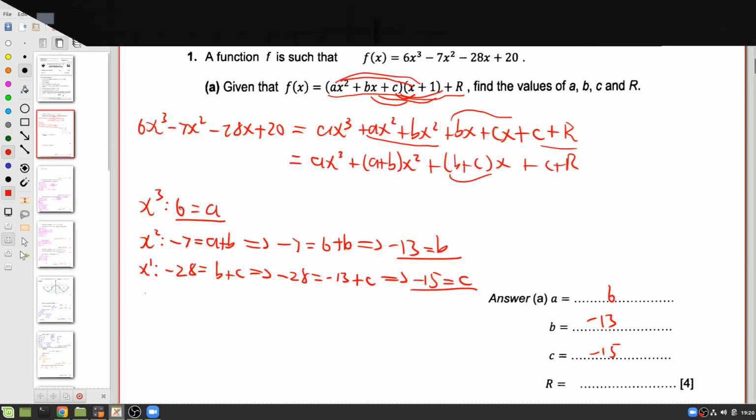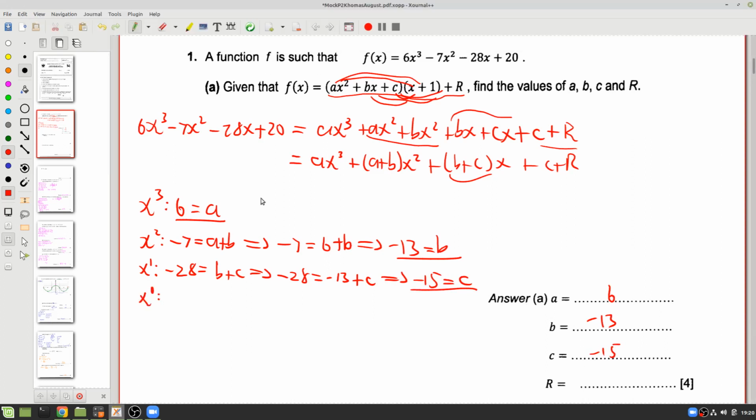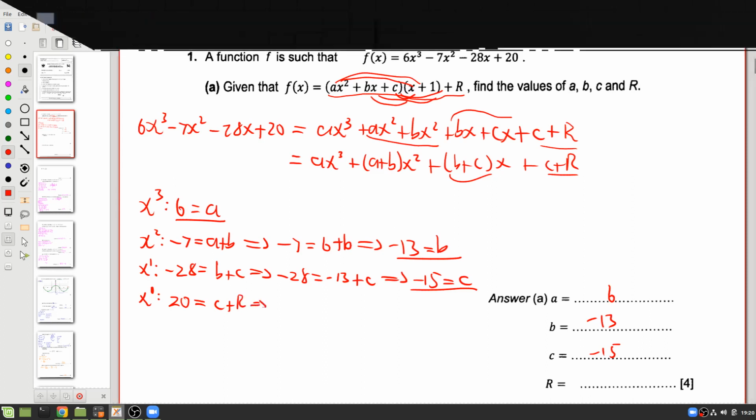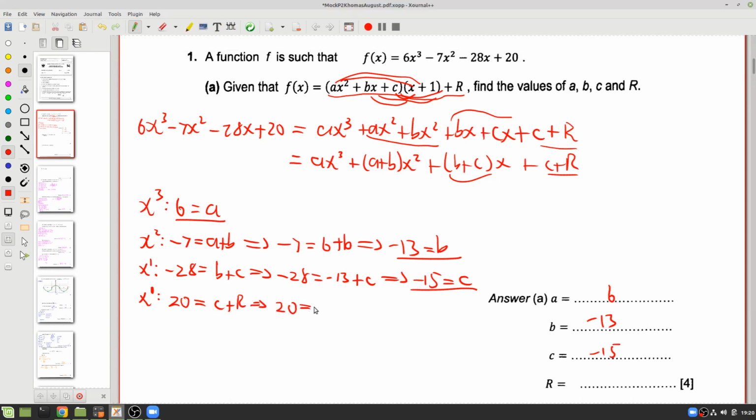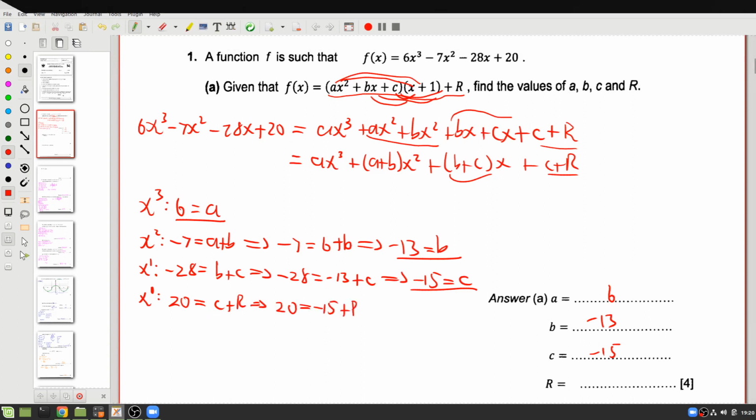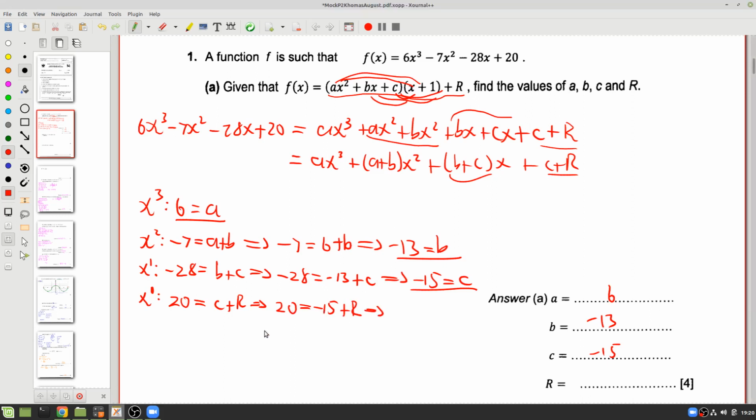And then finally we can do the constants, the x to the power 0 terms. So that would be a 20 on the left. And on the right, we've got c plus r. And what do you know? We already know the c value as well. So we can substitute that in. The c is negative 15, and then we've got our plus r. So finally, we can say let's add 15 to both sides. So 20 plus 15 is 35. And on the right, we've just got an r. So that is our value for r. Okay, great. So it's a lot of writing, but not a lot of thinking here. All we do is multiply out and equate our coefficients.